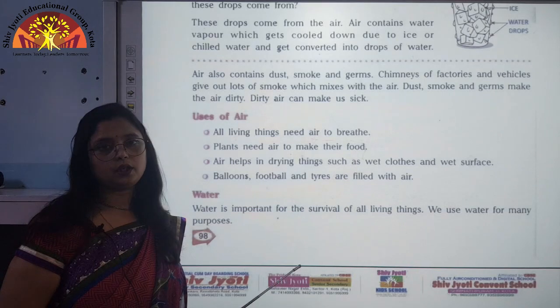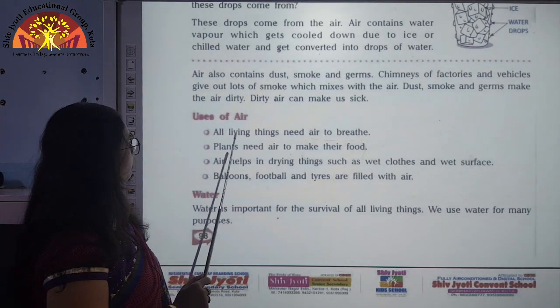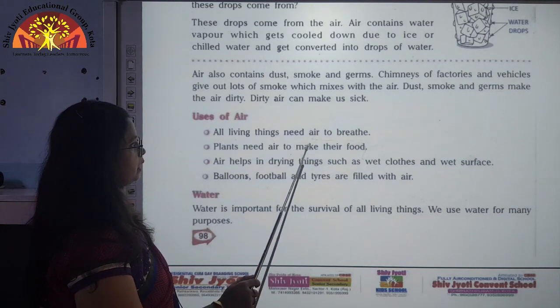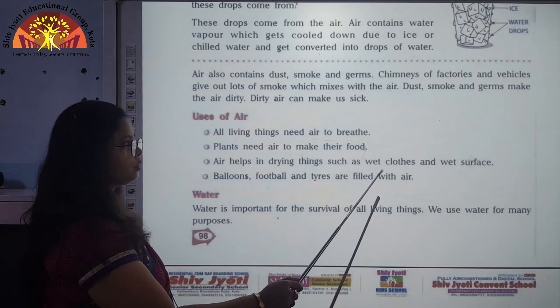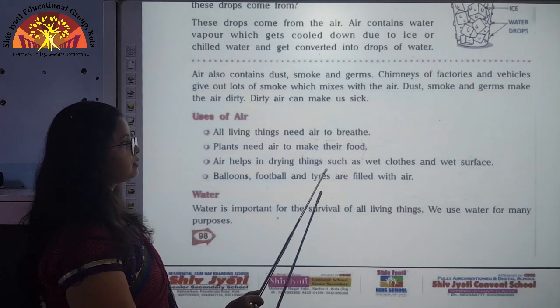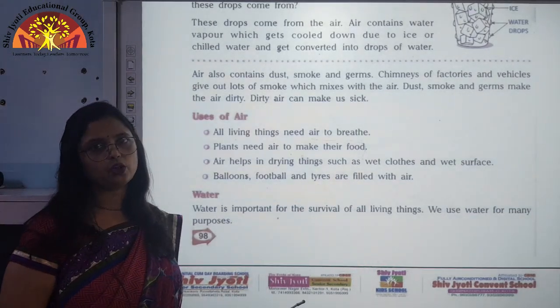So now we come to the next topic, that is uses of air. So all living things need air to breathe. Plants need air to make their food. Air helps in drying things such as wet clothes and wet surfaces. Balloons, footballs and tires are filled with air. So these are some of the uses of air.